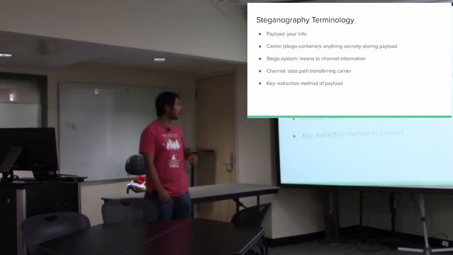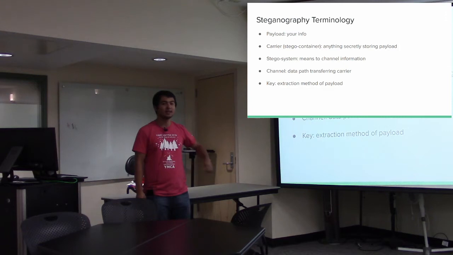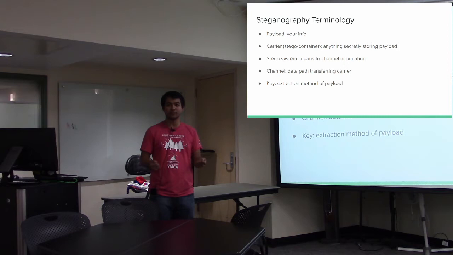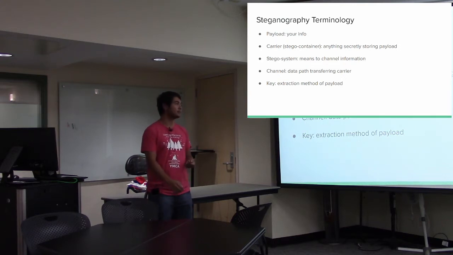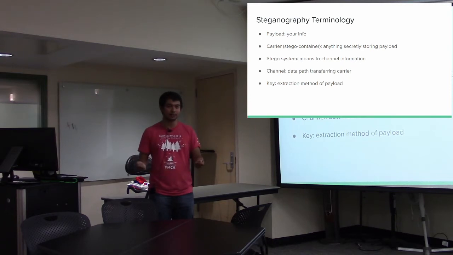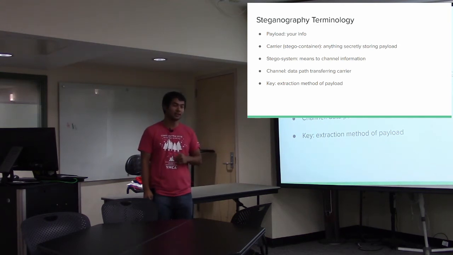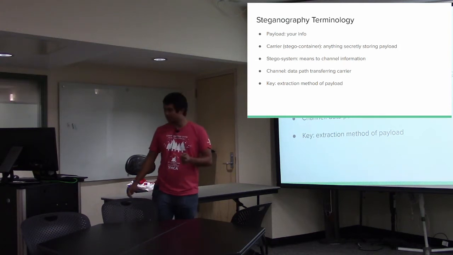Before I move on to some steganography techniques, here's some terminology that you'll know. It's fairly straightforward. Payload is just whatever info you're trying to convey, right? And then the carrier, also known as the stego container, is anything that would store the payload, right? And then the stego system is just whatever means you're going to use to deliver the information. The channel is literally the means that you use, and the key, which you would most often use. I would use a key if I was going to relay some information, but you don't always need an extraction key, but it's definitely a good idea to use.